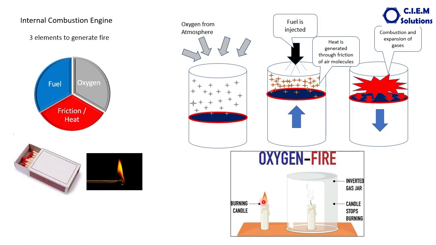Why does the lamp go off? Whatever oxygen was there is consumed and there is no more oxygen left. So when there is no oxygen, in spite of having the flame and fuel, it cannot continue to burn. So these three elements are a must to generate combustion or fire.